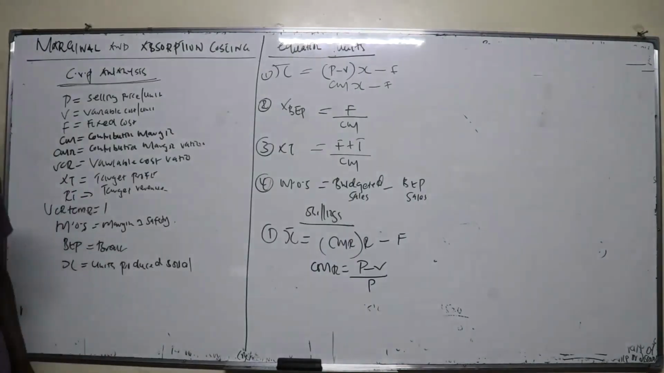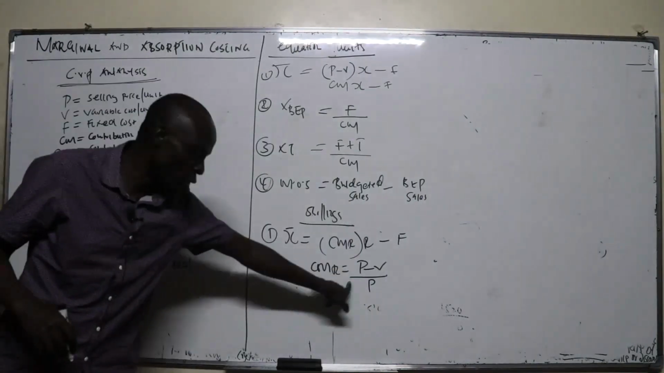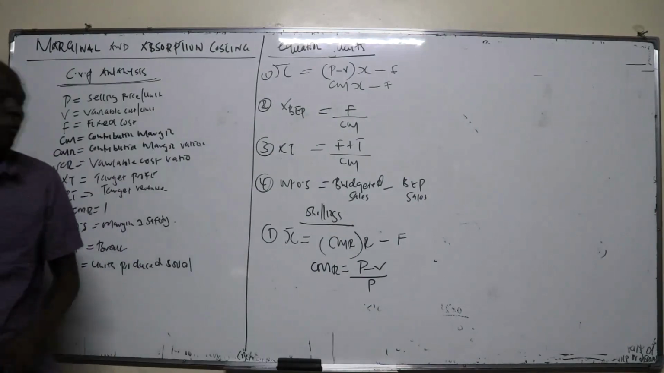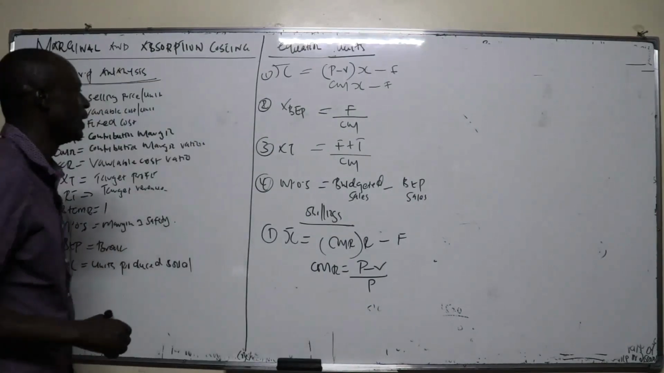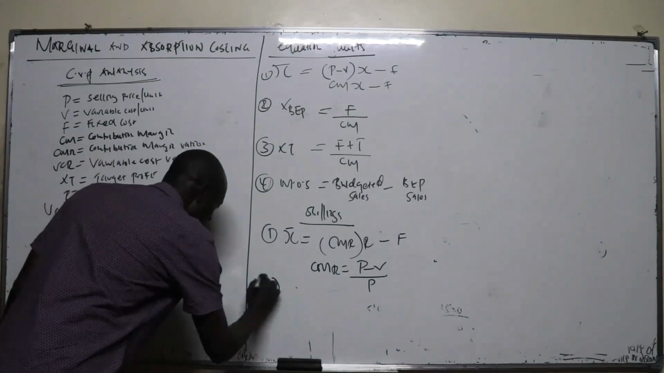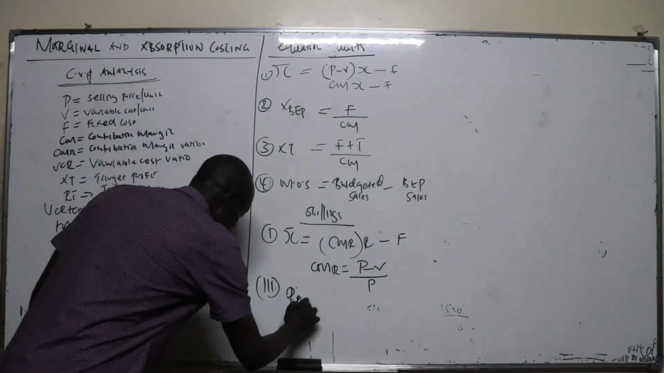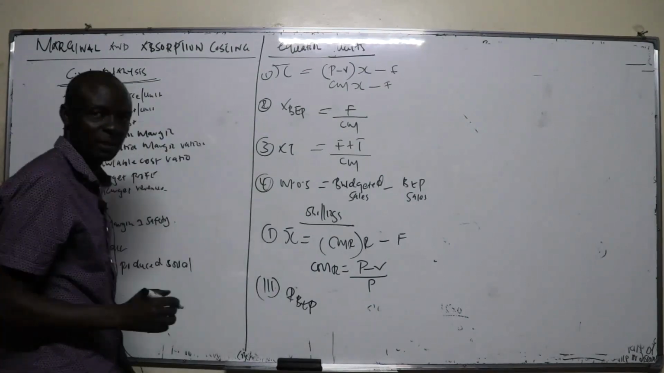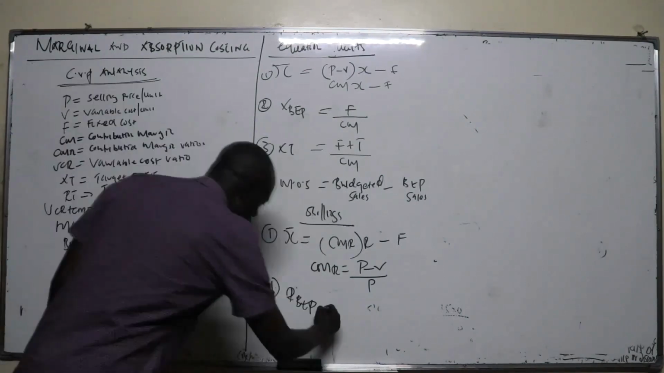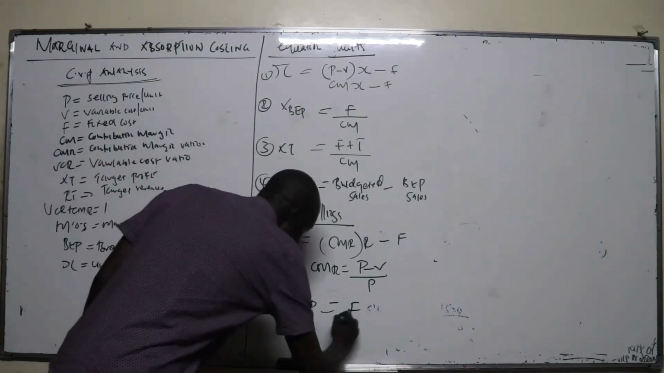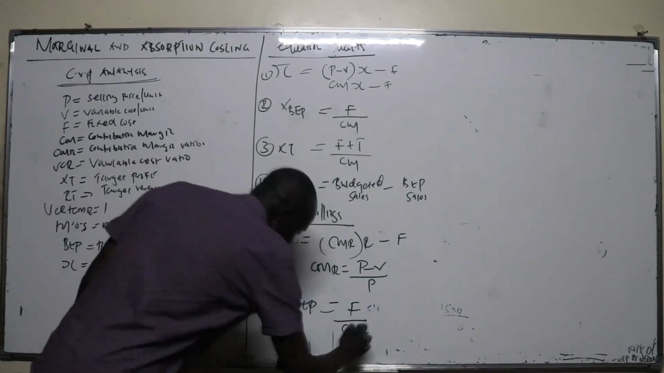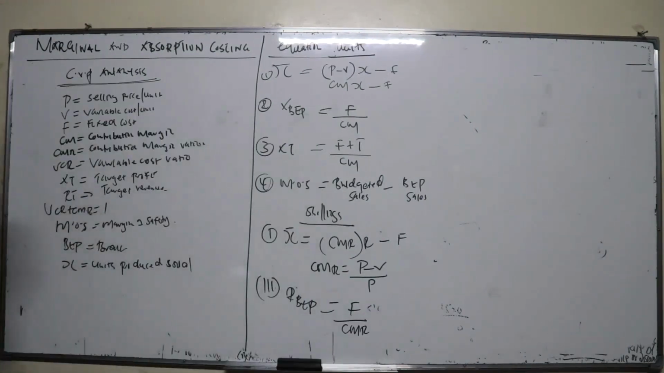How do you get the CMR? You take the selling price per unit, you deduct variable cost per unit, over the selling price per unit. Then number 2, we have break-even in shillings. This was break-even in units. So break-even in shillings is the fixed cost over CMR.